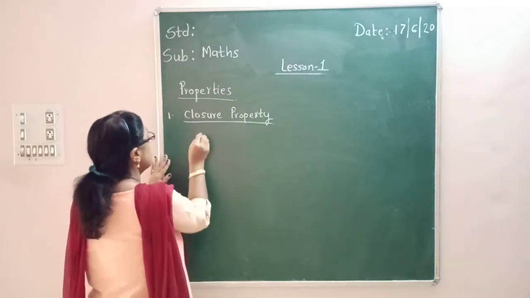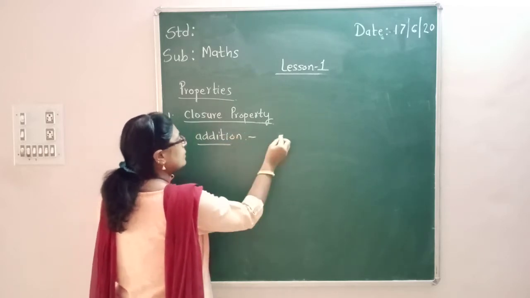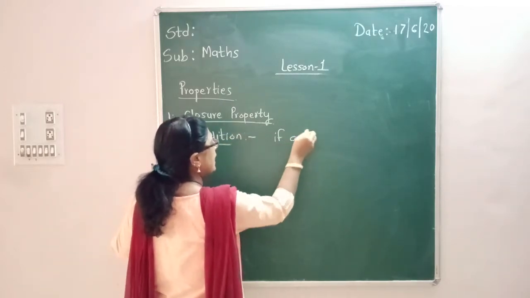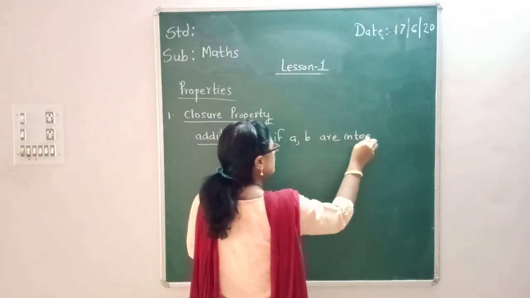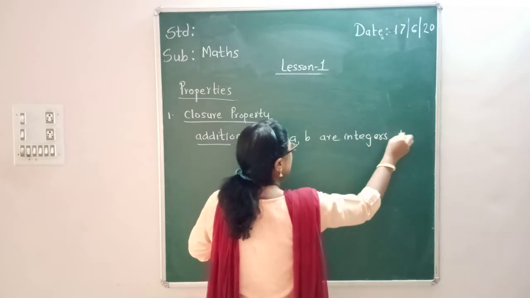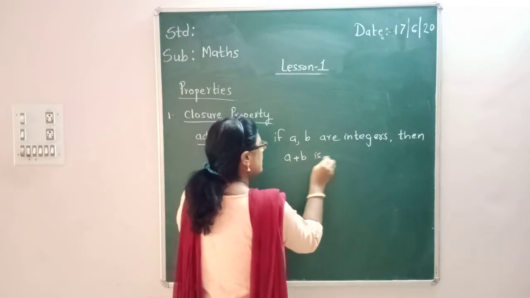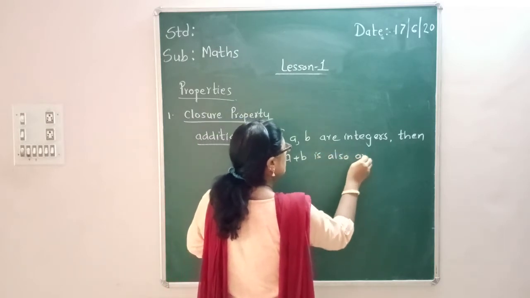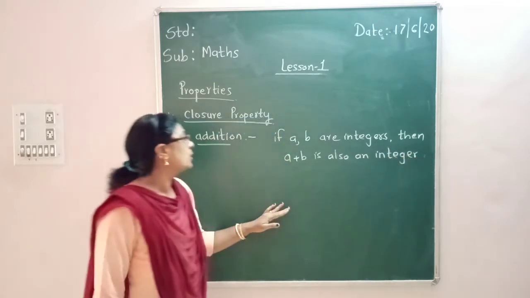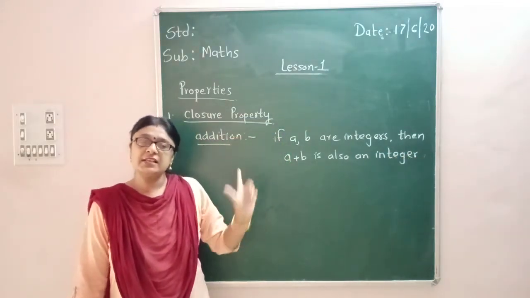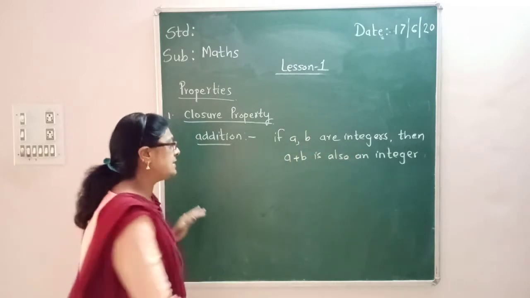So closure property for addition says that if A and B are integers, then A plus B is also an integer. Let us see some examples.